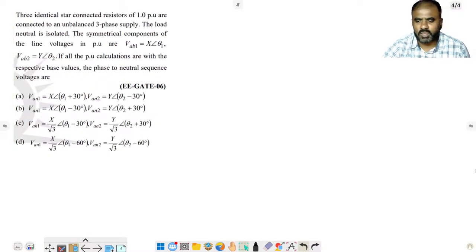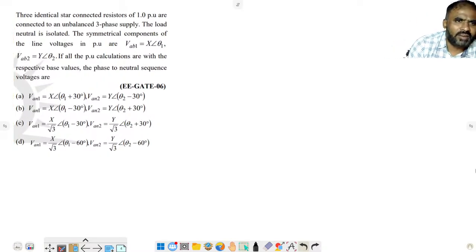In this question, what is being asked? The line voltages, positive sequence and negative sequence, are given. There is an identical star-connected load with resistance of 1 per unit. The load neutral is isolated. The symmetrical components of the line voltages are given.